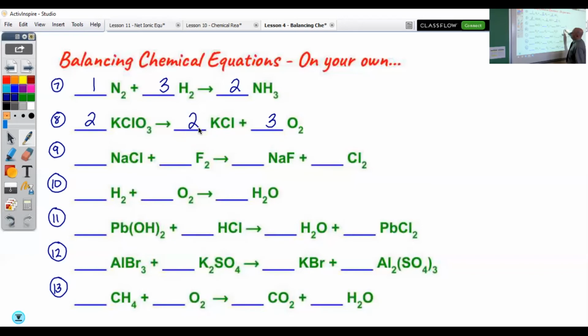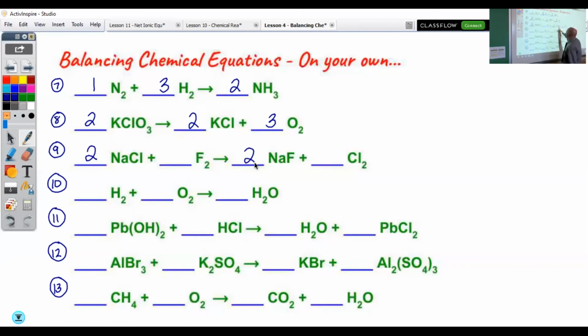So in order to fix that, we have to go back and put a 2 here. Now, when I do that, that changes my number of sodiums. So now I have 2 sodiums. So now I have to go back to this one and say, oh, I have 1 sodium here. I need to put a 2 in front of that as well. So I have 2 sodiums here.